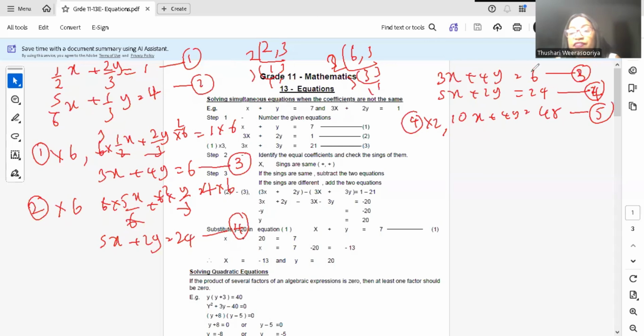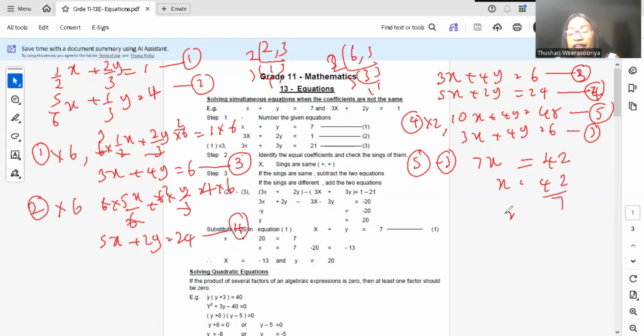Then, for the operations, we take 5 and 3. I'll write 3 closer to this, then it's easy. That is 3. Now, the signs are the same, so subtract 5 minus 3. Then what will happen? This is 7x, right? And 48 minus 6 is 42. Then x equals 42 divided by 7, x equals 6. Using x equals 6, you can find the y value, right?